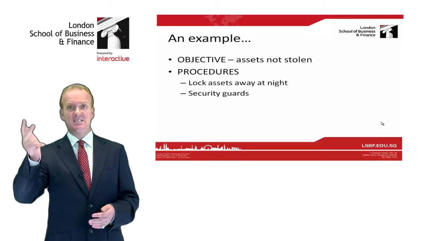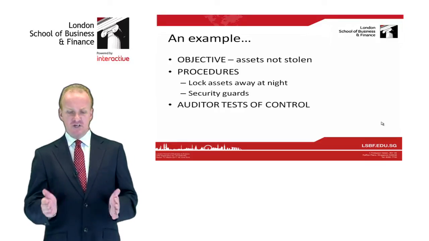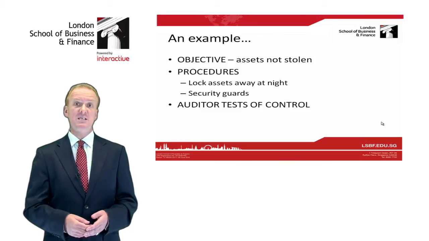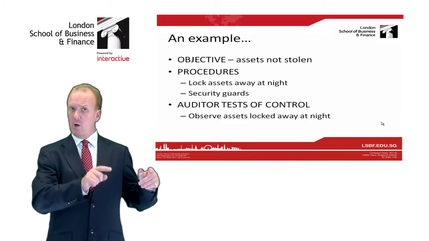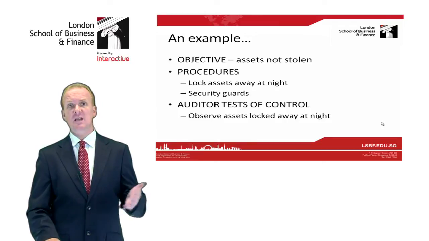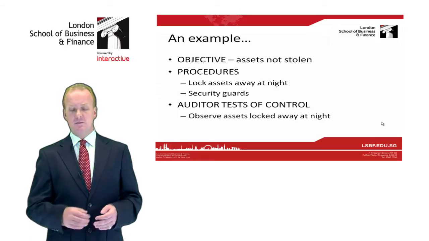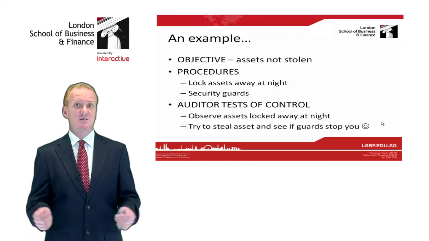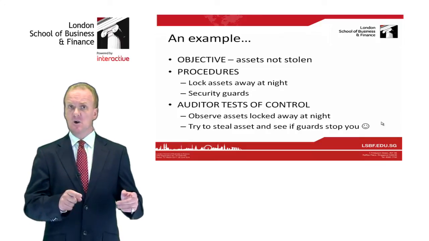Now let's look at the tests of those controls. How would an auditor know that assets are being locked away at night? Probably the best way, at the end of the day, go and see if the assets are being locked away. Observe it. How does an auditor know if there are security guards who would stop assets being stolen? Well, it might sound a bit strange, but probably the best way to check this one out is to try to take the assets and see if the security guards try to stop you.